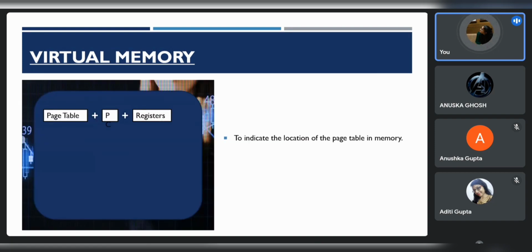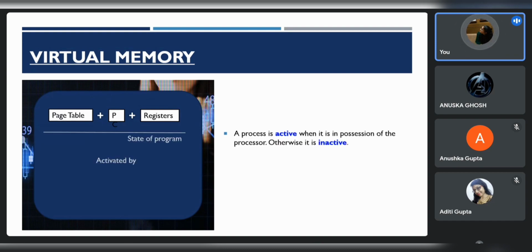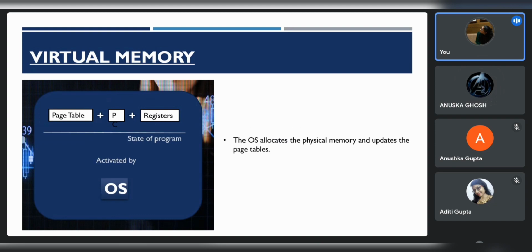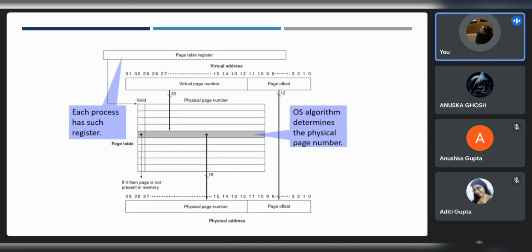The operating system maps the virtual to any physical page. The page table plus PC plus registers specify the state of a program. To allow another program to use the processor, the state is saved. The OS activates a process by loading the processor's state, including the PC. The OS needs to load only the page table register with the pointer to the table of the process to be run. Next, the OS allocates the physical memory and updates the page tables.